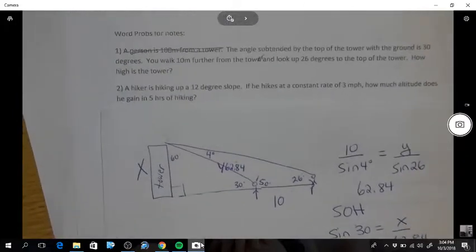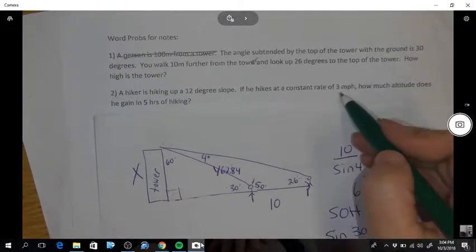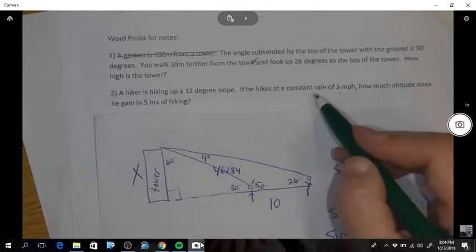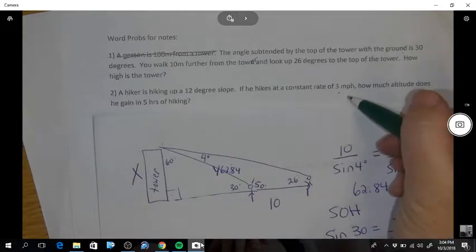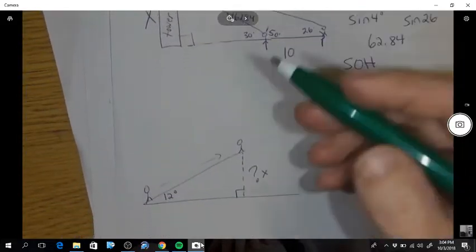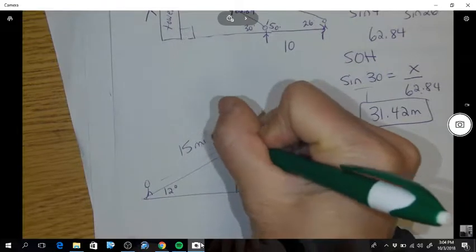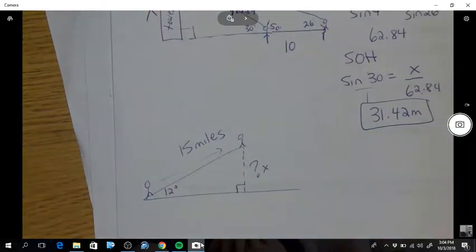Okay, but here's a problem. 3 miles per hour for 5 hours. I need a distance. So if you're going 3 miles every hour and you do that for 5 hours, you're actually going to end up being 15 miles up the hill.